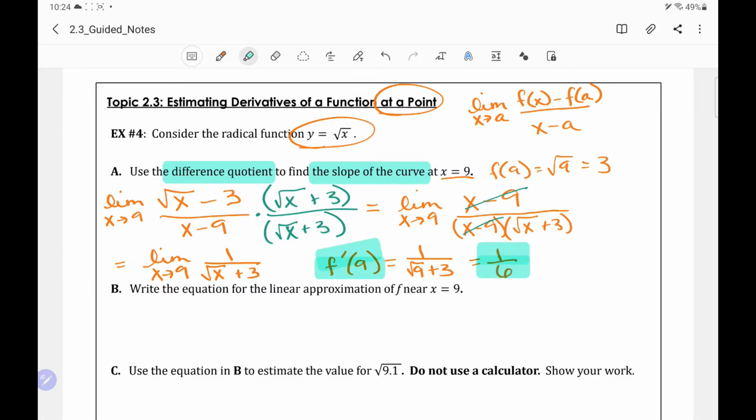This is not the best way to mark it, so I'm going to erase my highlighting. I didn't like that after all. So I'm just going to come over here and write it in a different color. F prime of 9 equals 1/6 because we're going to need that information.